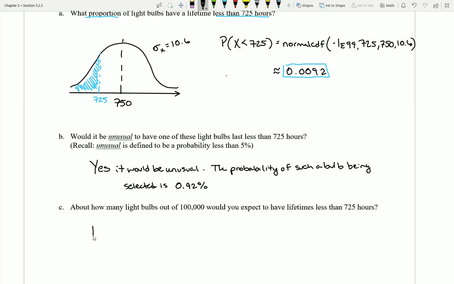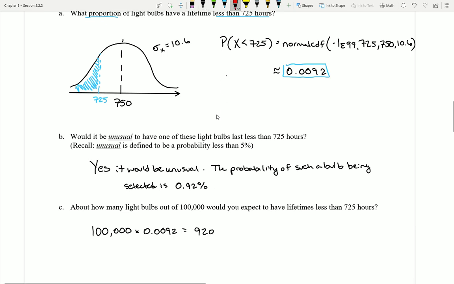So we could easily compute this by taking 100,000 and multiplying that by our 0.0092. That's the percentage of bulbs that we expect to get. And then I can crunch out a value on the other side. Fortunately, this value is really easy to crunch out. You can confirm for yourself that you do end up with 920.